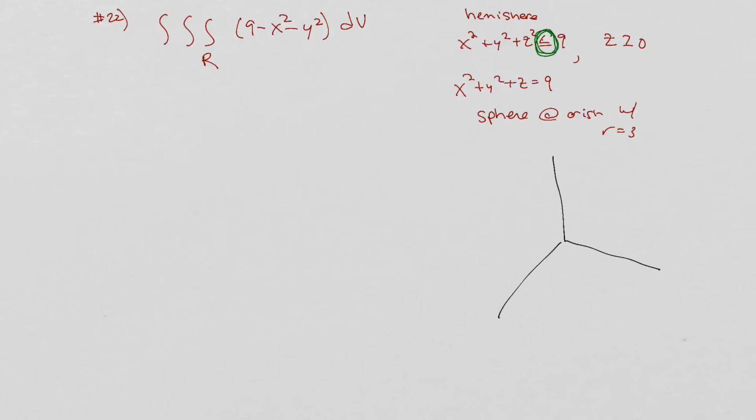So again, we know the equality part gives me this sphere of radius 3. That's the equality part. So what does the less than or equal to part give me? Any guesses, any thoughts?